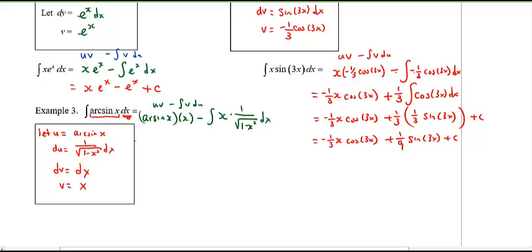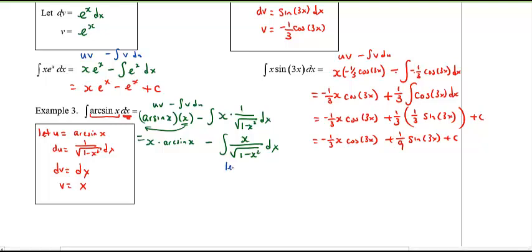Okay, let me rewrite this nicer. I'm going to put the x here in front: x times arc sine of x, so we don't get confused. Then I combine this integral: x over the square root of 1 minus x squared dx. And you're like, great, I have another integral. That looks pretty complicated. Yeah, but you can use another previous method to do this.